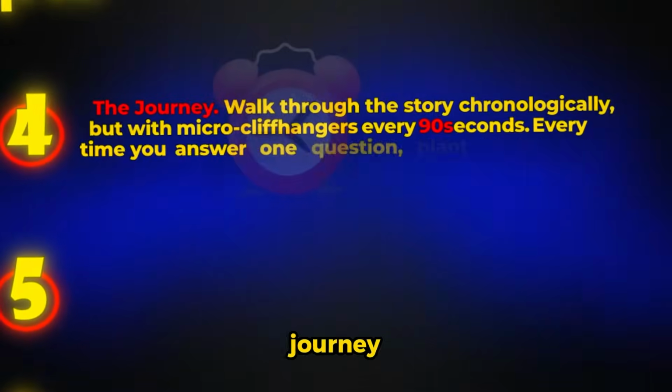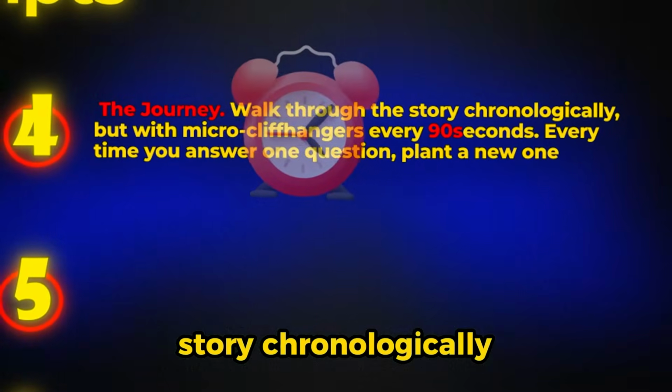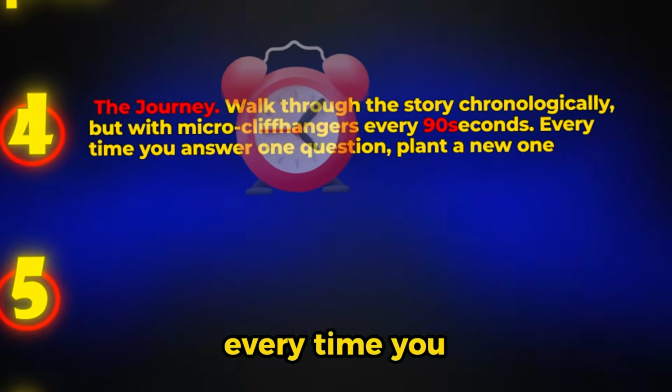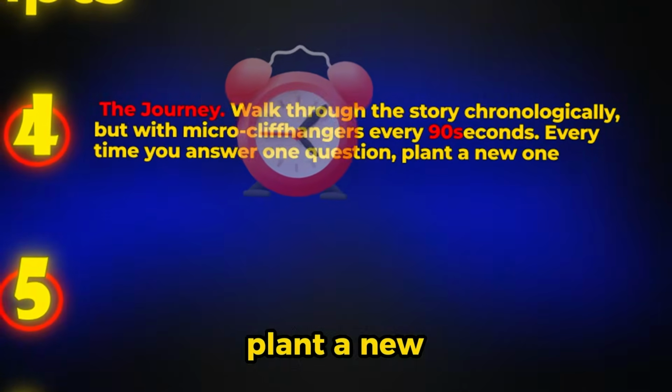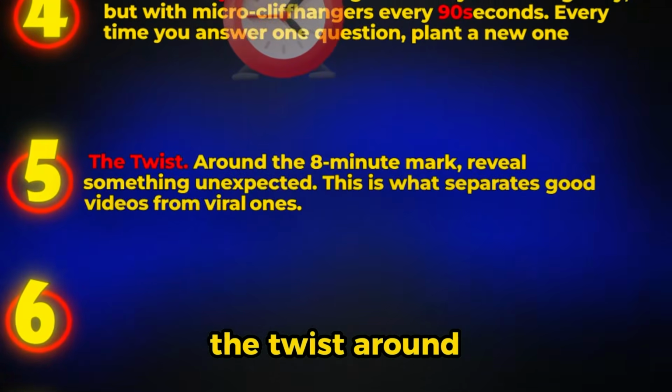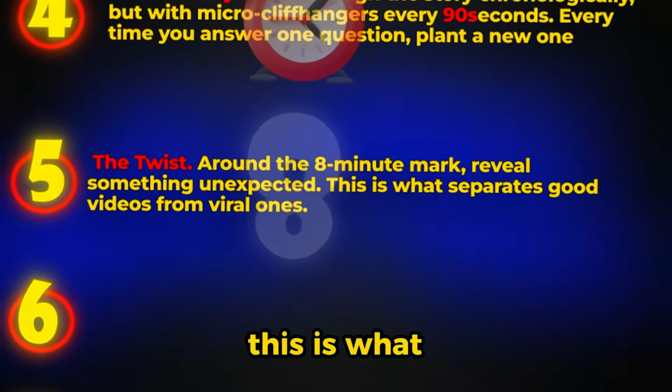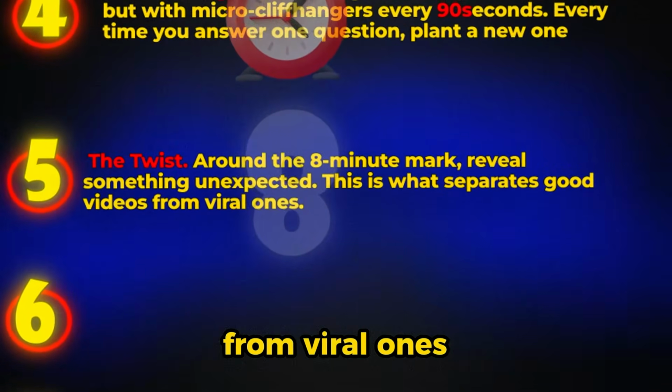Beat 4, the journey. Walk through the story chronologically, but with micro cliffhangers every 90 seconds. Every time you answer one question, plant a new one. Beat 5, the twist. Around the 8-minute mark, reveal something unexpected. This is what separates good videos from viral ones.